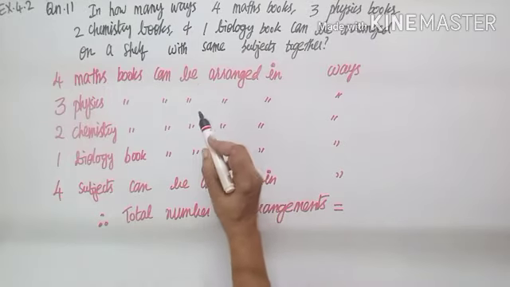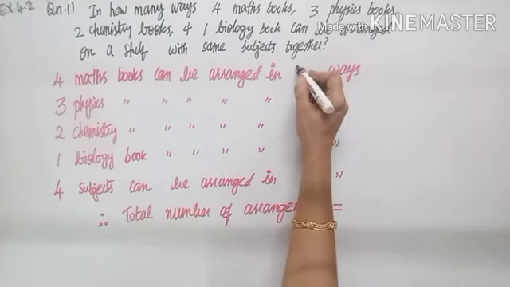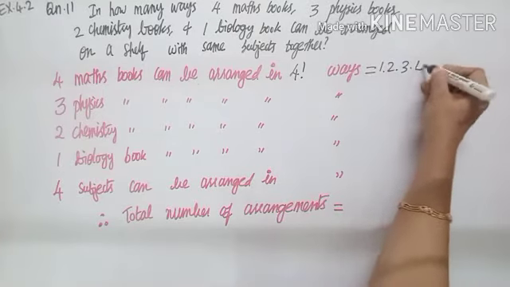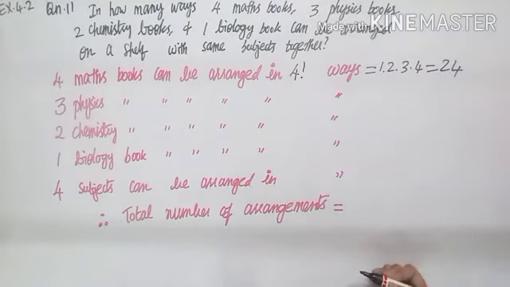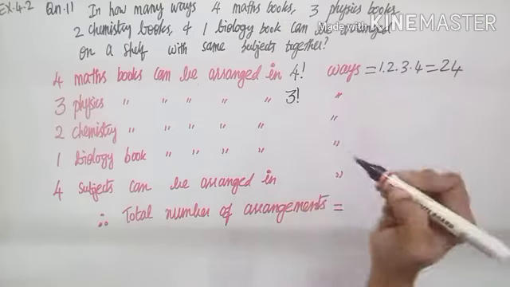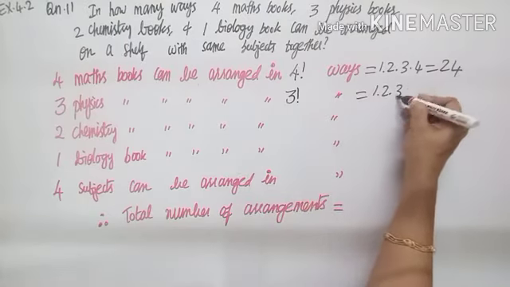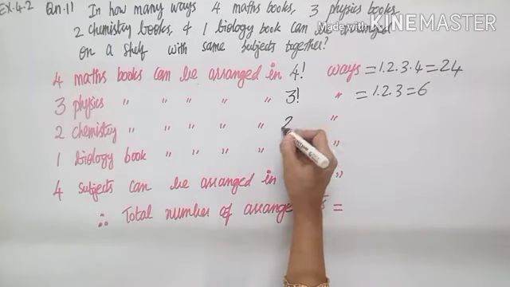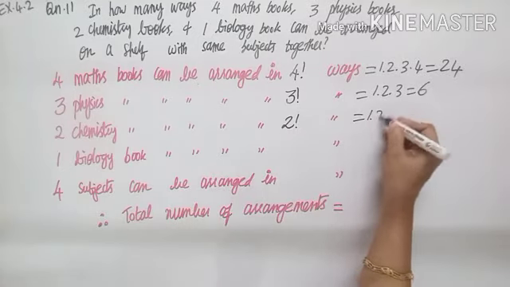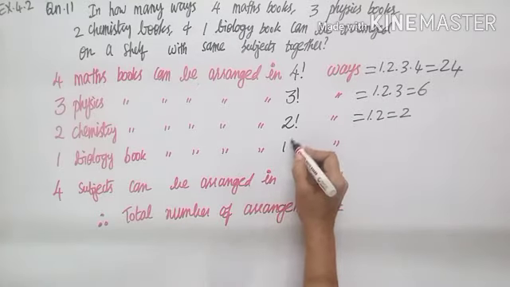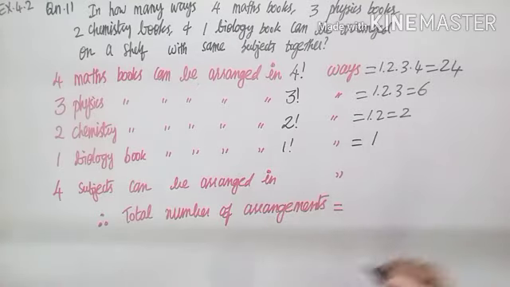Among the 4 maths books, we can arrange them in 4 factorial ways. That is 1 into 2 into 3 into 4, 24. 3 physics books among themselves can be arranged in 3 factorial ways, 1 into 2 into 3, 6. 2 chemistry books can be arranged in 2 factorial ways, 1 into 2, that is 2. 1 biology book can be arranged in 1 factorial way, that is 1.